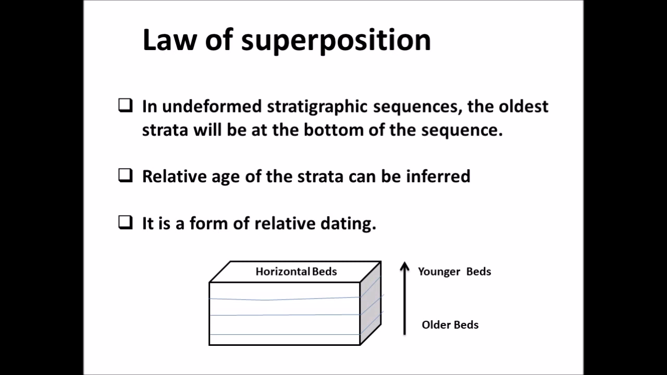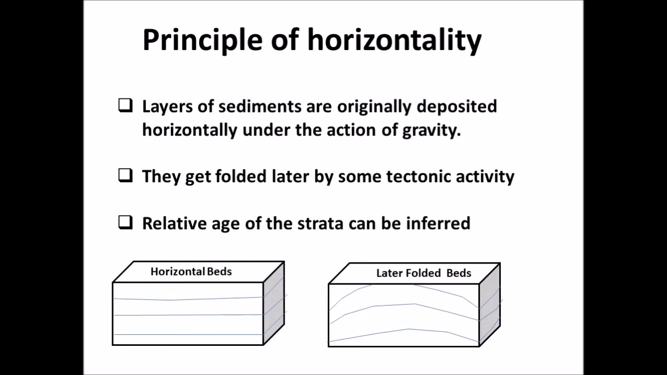So the law of superposition states that in an undeformed stratigraphic sequence, the oldest strata will be at the bottom of the sequence. From this we can estimate the relative age of the strata. Hence, it is a form of relative dating. In this figure we can see the lowermost layer is the older bed and the upper one is the younger bed.